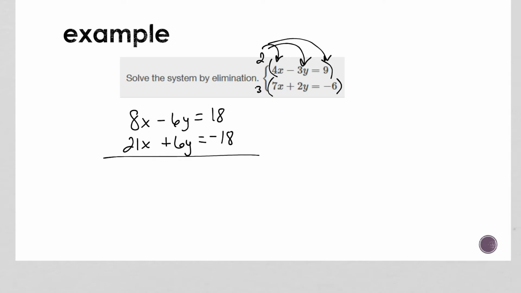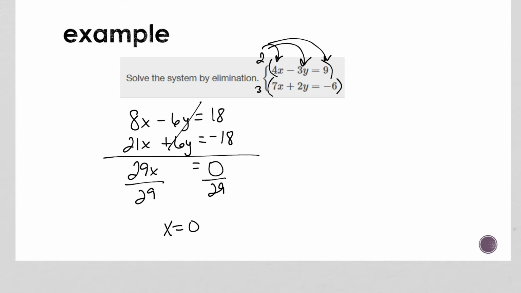Add these guys together, and here's what we get. 8x and 21x is 29x. Negative 6y and a positive 6y create 0, so they go away. Equals, and then positive 18 and negative 18 also create 0. Divide both sides by 29, and x is equal to 0. That's okay, x can be 0. Don't automatically assume you're wrong just because you get an answer of 0. I get it, it stinks to do a bunch of work and get an answer of 0, but it does happen.